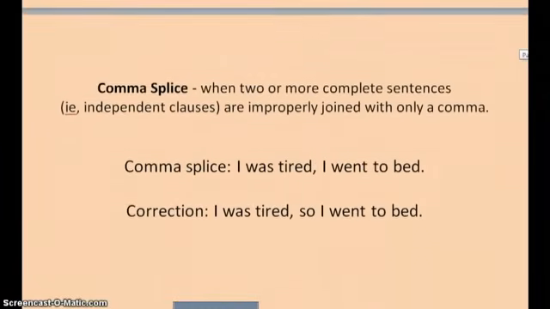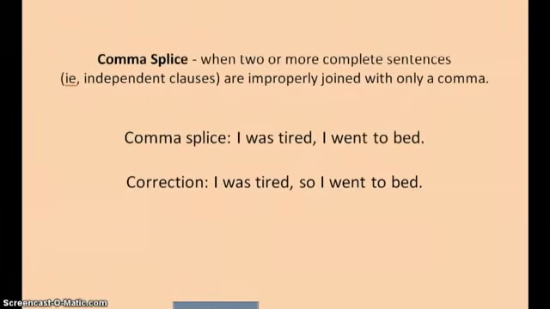All right, let's look at comma splices. What's a comma splice? Well, I see this a lot in students' writing, and it's improper. Commas are improperly used quite a bit. So a comma splice is when two or more complete sentences, again those independent clauses, are improperly joined with only a comma. It's what I was referring to up above. So, for instance, a comma splice would be, I was tired, comma, I went to bed. Now sometimes we talk like this. There's a slight and brief pause between our independent clauses, but simply using a comma there between them is incorrect.